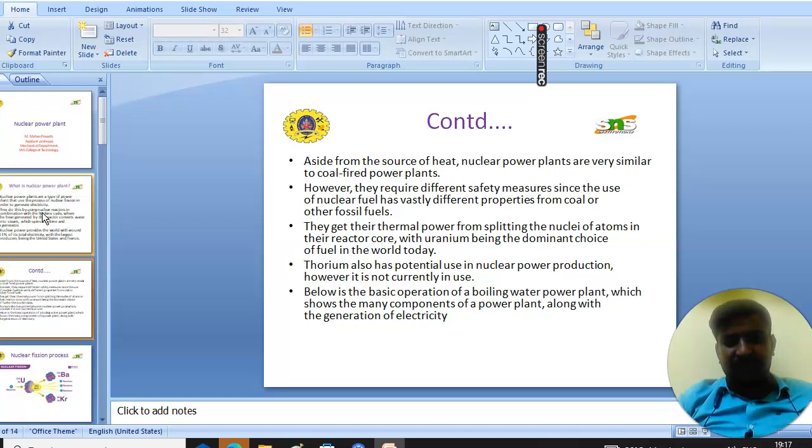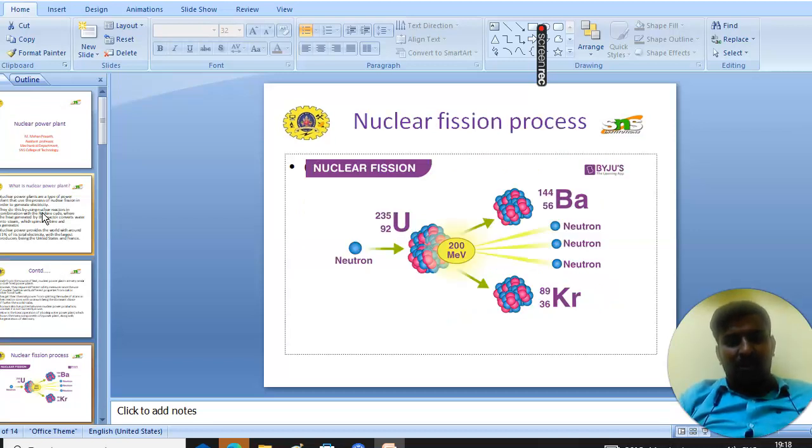Below is the basic operation of a boiling water power plant, which shows the many components of the power plant along with the generation of electricity. This is the nuclear fission process, in which a neutron bombards the uranium and it splits into two nuclei with the release of neutrons, and also some amount of energy is released.